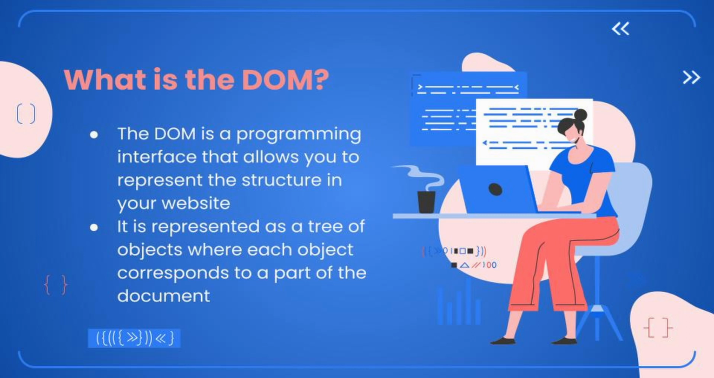The DOM is like a blueprint of a web page, and JavaScript uses it to breathe life into our static HTML. Let's understand its significance. The Document Object Model is a programming interface for web documents. It represents the structure of a document as a tree of objects, where each object corresponds to a part of the document. The DOM is the bridge between our HTML structure and JavaScript. It allows us to dynamically manipulate the content and structure of a web page.